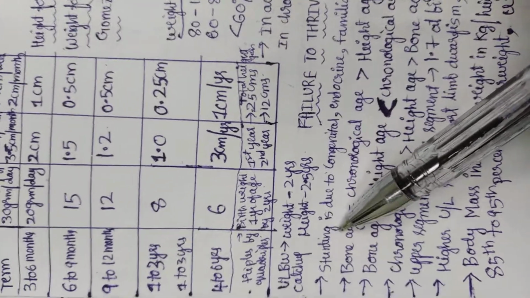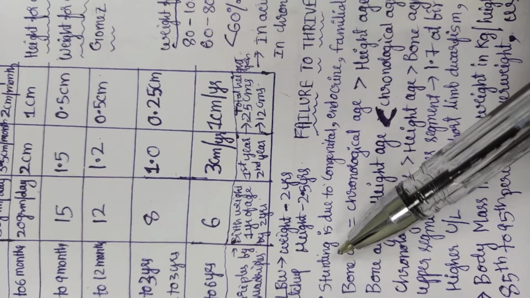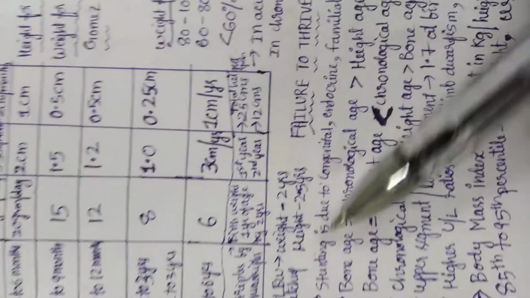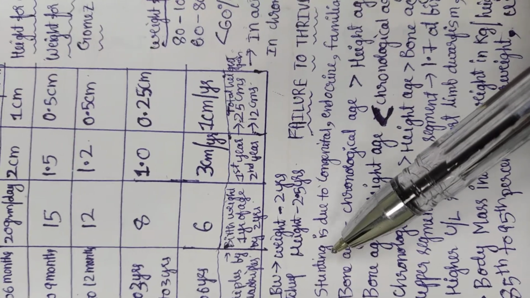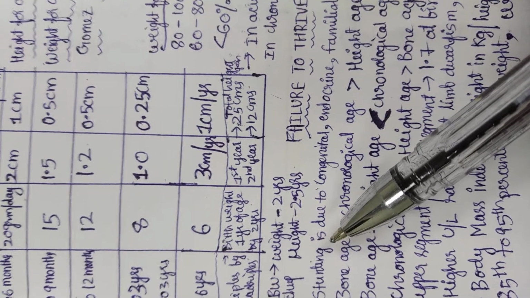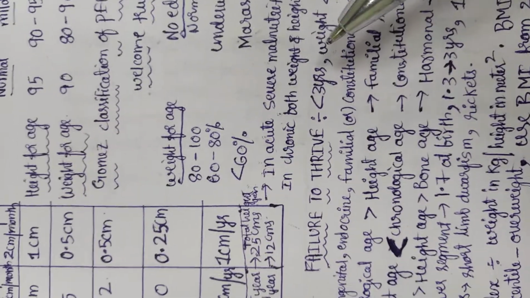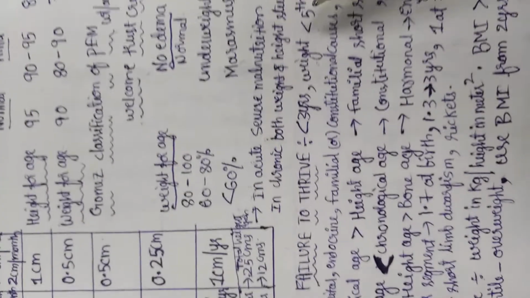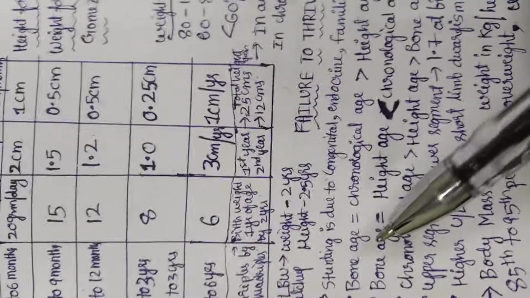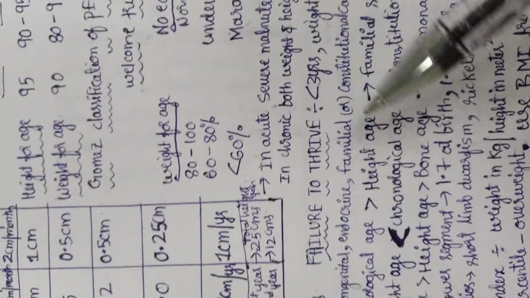Whereas short stature and stunting is nothing but decrease in the height. Failure to thrive is due to decrease in the weight, whereas short stature and stunting is due to decrease in the height. Stunting is not commonly caused by nutritional causes, whereas failure to thrive is caused by nutritional causes. That is, weight reduction is by nutritional causes, whereas height reduction in stunting is not. It is due to congenital, endocrine, familial or constitutional causes.